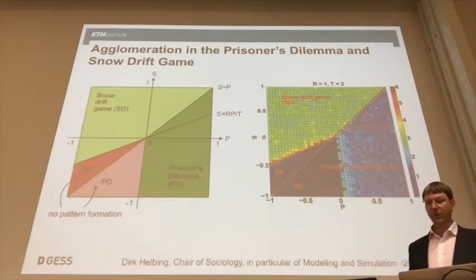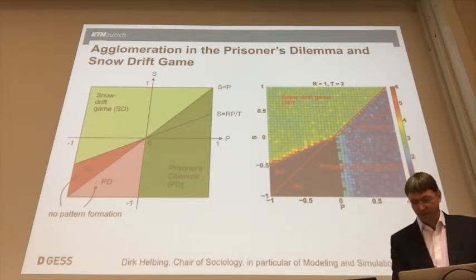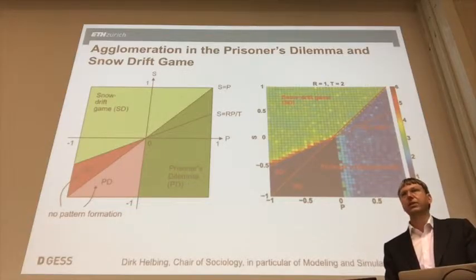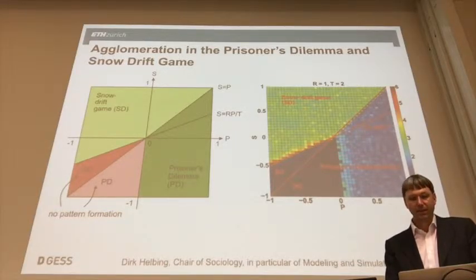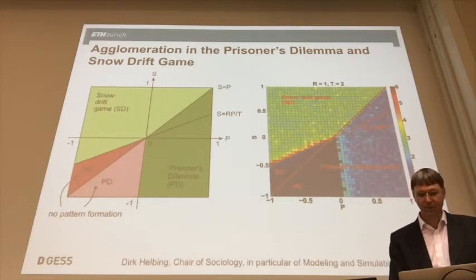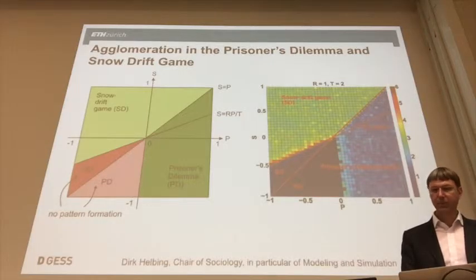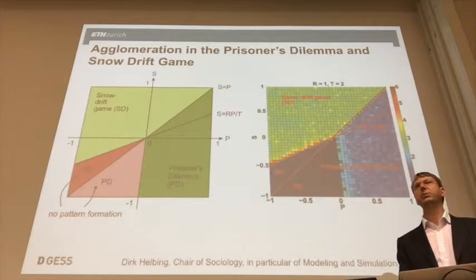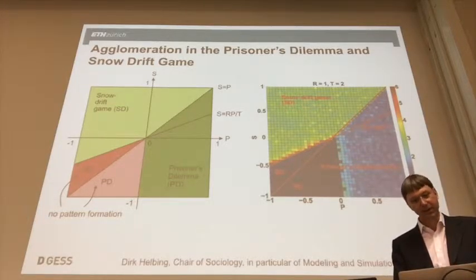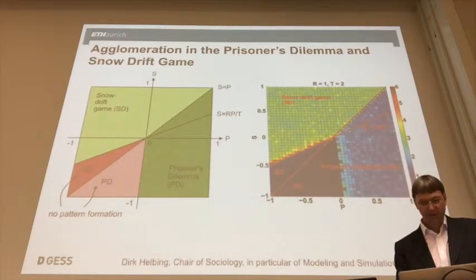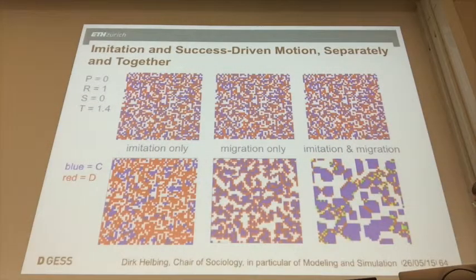Now, in the Novak-May simulations of behavioral change in space, it has been assumed that people would imitate the behavior that earns more payoff. So if your most successful neighbor cooperates, you would start to cooperate too. If your most successful neighbor defects, you would defect too. So how is this actually influencing the outcome?